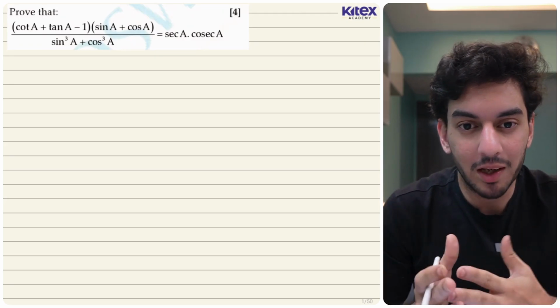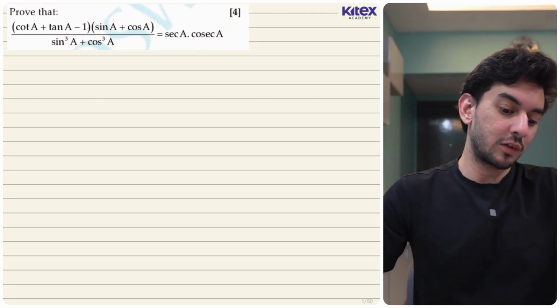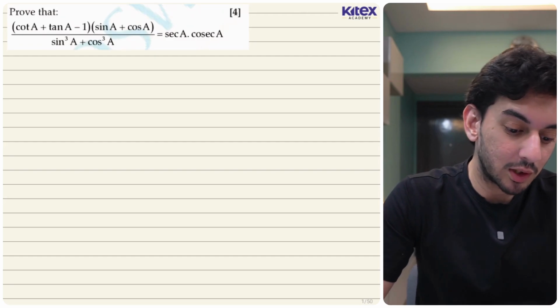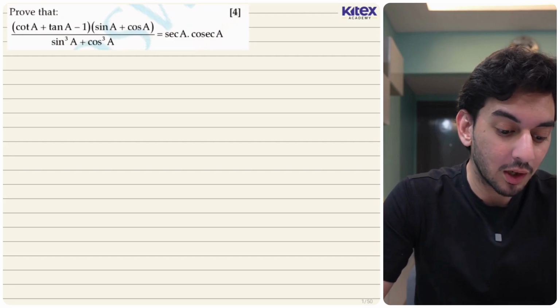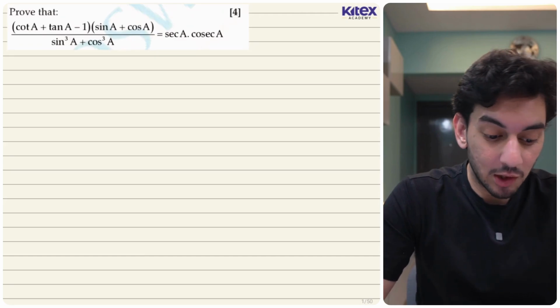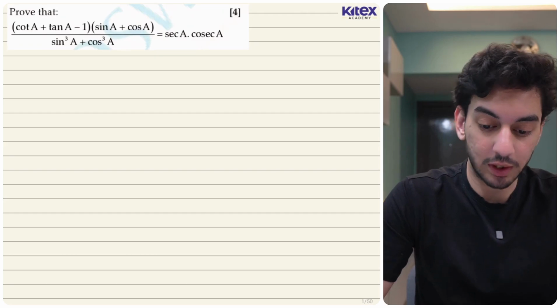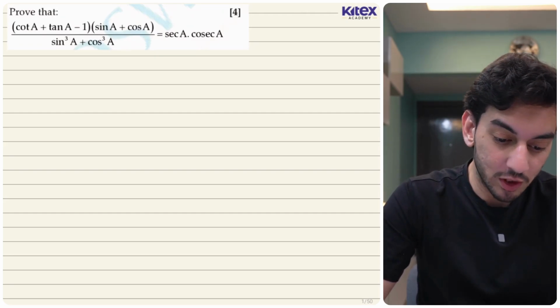Let us directly begin, and here we have the first question, which says prove that (cot A + tan A − 1) times (sin A + cos A), all of that divided by (sin³A + cos³A), should be equal to sec A times cosec A. Now where do we start this from?